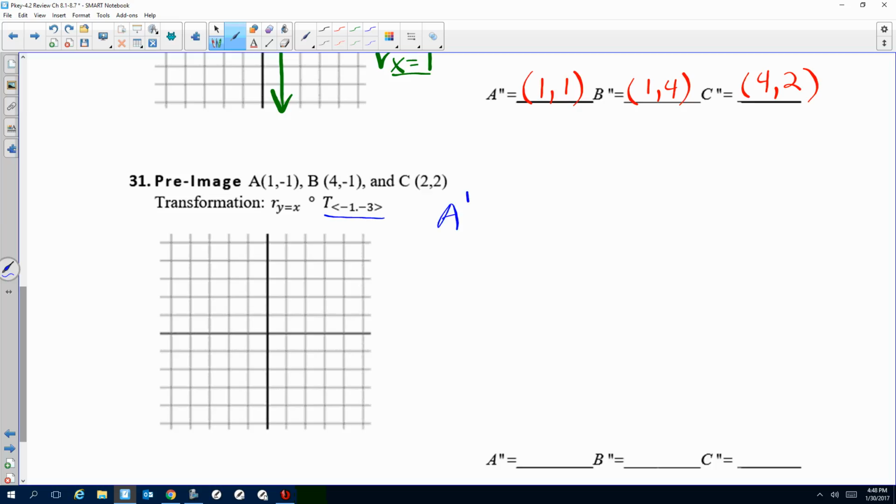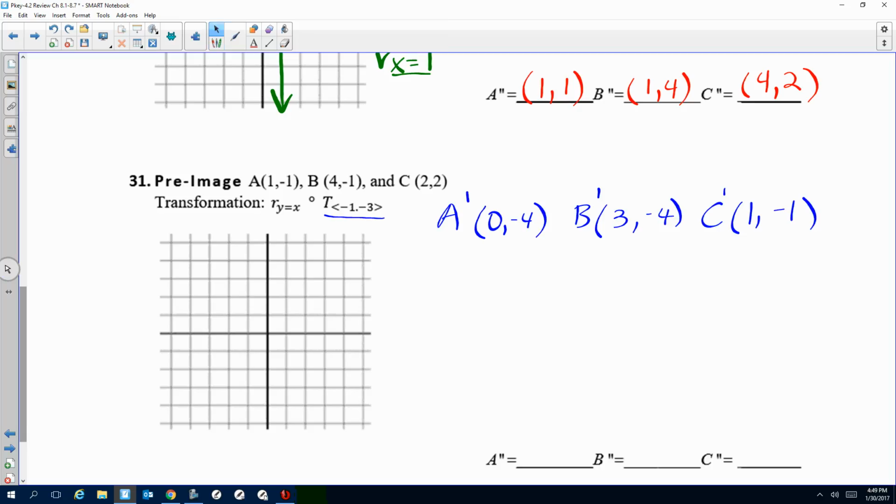Our A prime, we're going to do a translation. This is a capital T. And we're going to do minus 1. So 1 minus 1 is going to be 0. And then we have a negative 1 minus 3. That gives me a negative 4. And then we're going to do B prime. We're going to subtract 1 from the x coordinate. So 4 minus 1 is 3. And then negative 1 minus 3 is a negative 4. And then we're going to do C prime, doing our translation. 2 minus 1 is going to give me 1, and 2 minus 3 is going to give me a negative 1. So that takes care of the translation.